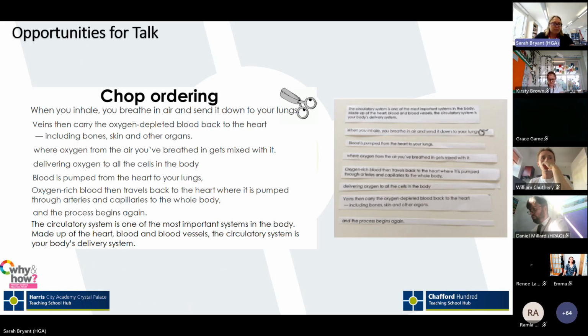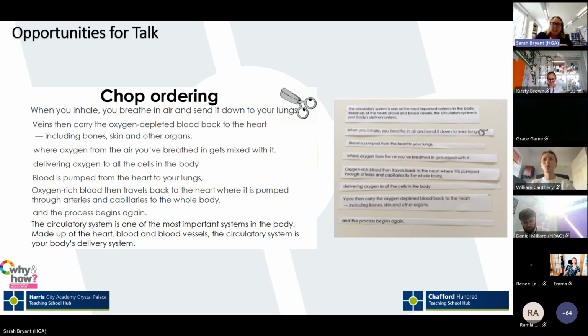Chop and ordering. So really good for events that are chronological, okay, that can be sequenced. For instance, the circulatory system can be sequenced, digestive system, life cycle. This is a really great technique. It does require a lot of preparation in advance, because what you want to be doing is having the sentences, chop them up. I would put them in an envelope and pop them on a child's desk.